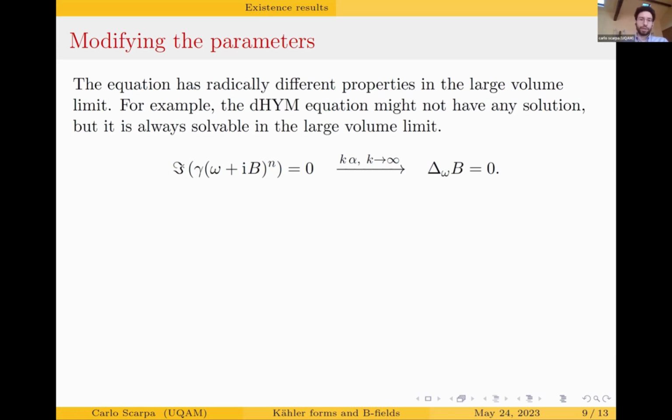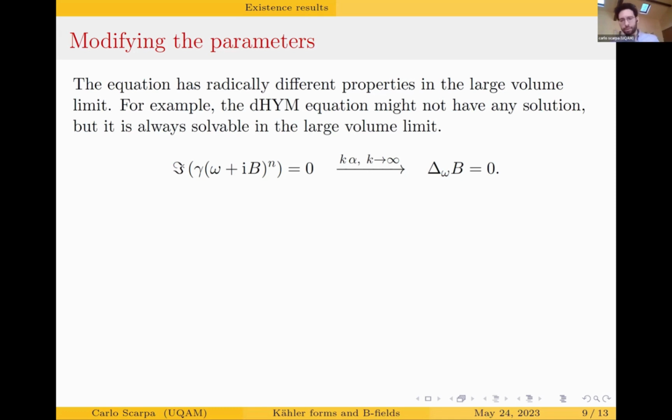For example, the equation has radically different properties in the large volume limit. If you take the deformed Hermitian Yang-Mills equation in the large volume limit, so you look at the leading term expansion of this equation, you find just some equation that you can always solve. But in the finite case, instead, you might not be able to solve the equation.